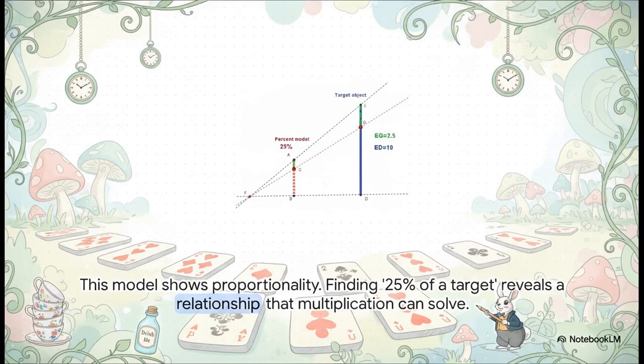This visual really helps drive the point home. When you're finding a percentage of something, it's all about proportionality. You're just finding a part that matches up with a whole. Multiplication is the how, not the what. It's the procedure we use to figure out that relationship.